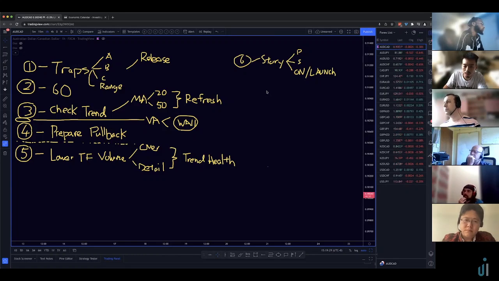Casey, anything else on the 60-minute or higher time frame? Just trying to think overall flow. Overall flow should probably be the trend. Yeah, nice and all that. And so after the story, if we're going to another step, maybe start the read on the pullback on the lower time frame. Yep, still lower time frame stuff.